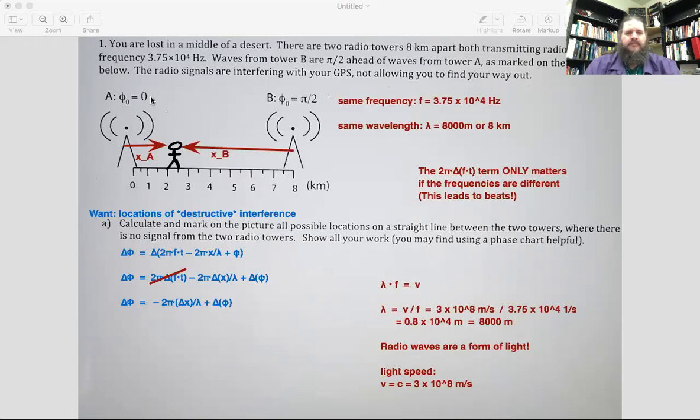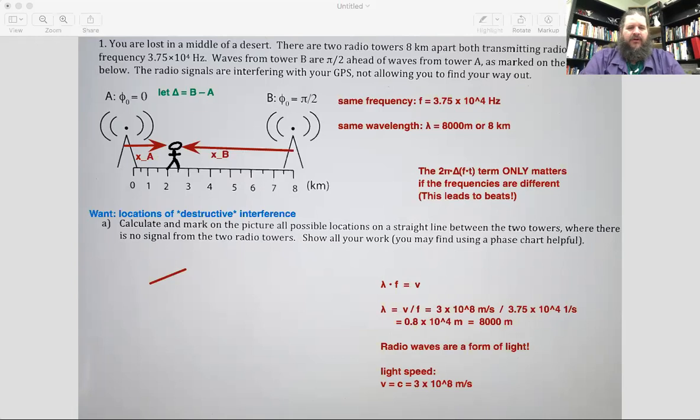I would say b minus a, but I don't know if that's right. So let's say delta is a value at b minus a value at a. I'll just make a note of that, as a reminder to ourselves, and also to anybody who's reading it later. So in this entire problem, we're going to use a value of b minus a value of a for the delta. So delta phi, b minus a, that'll be pi over 2 minus 0, which is just pi over 2.